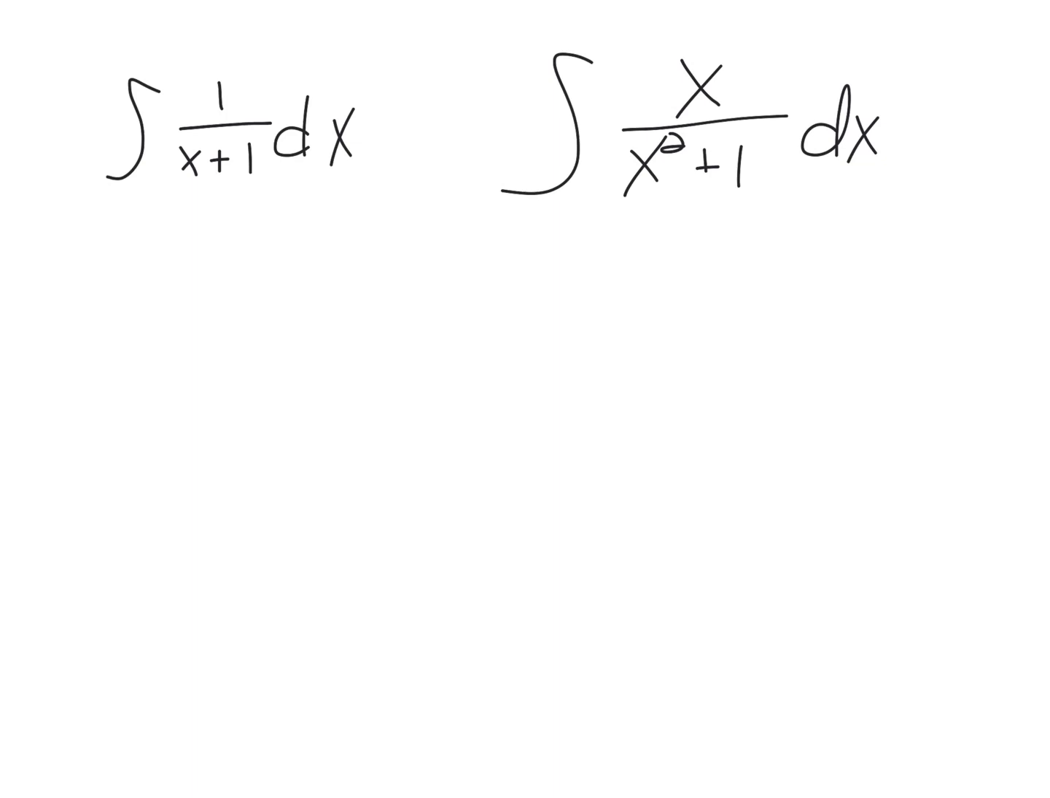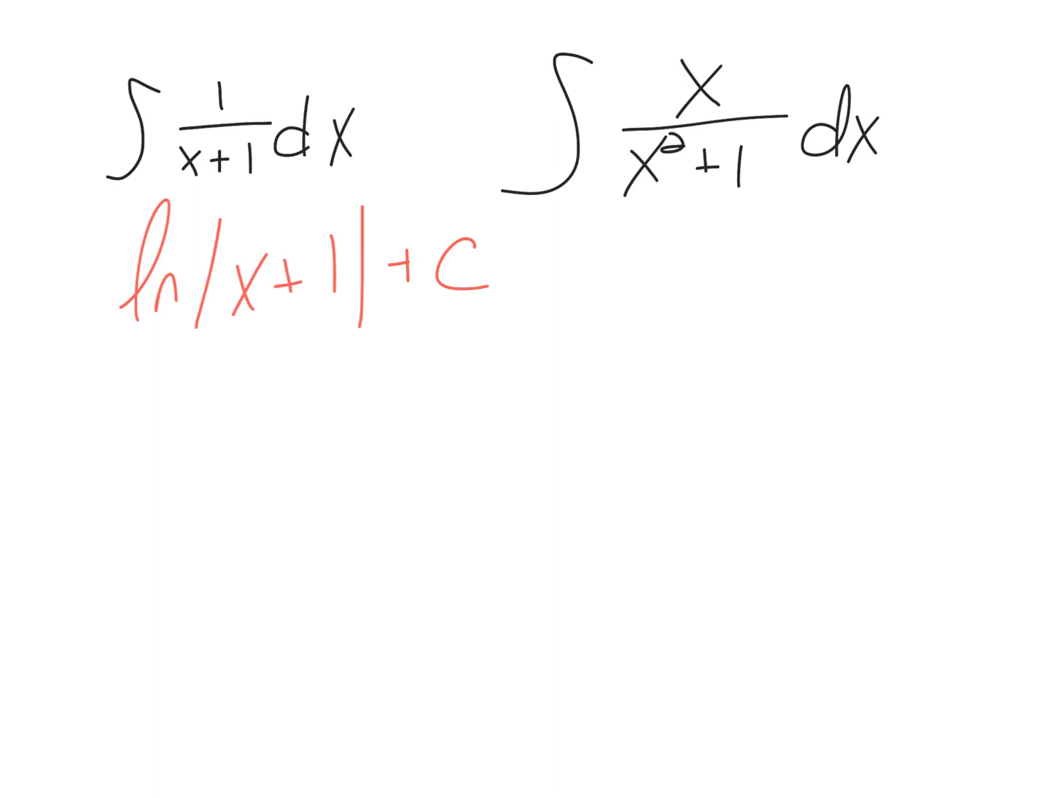We have the integral of 1 over x plus 1 dx. This right here, we look at the denominator. What's the derivative of the denominator? It's 1. So everything's going to work out. We can simply take that function and write ln of the absolute value of x plus 1 plus c and call it a day.